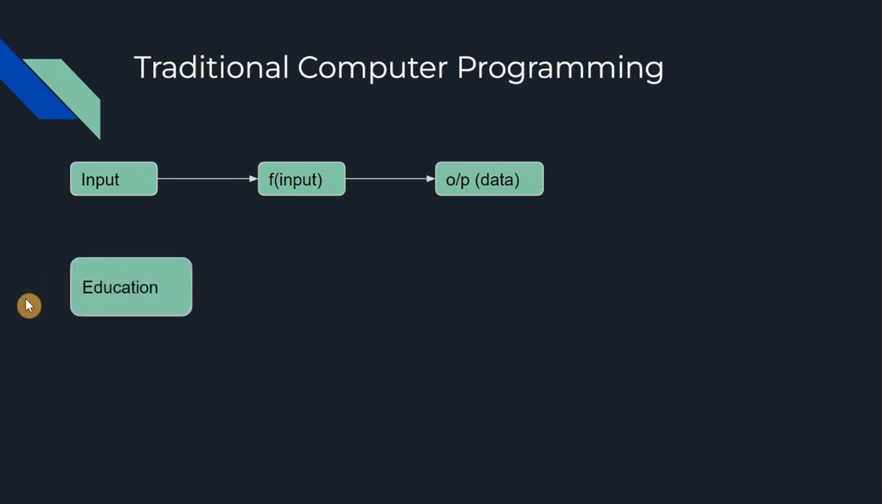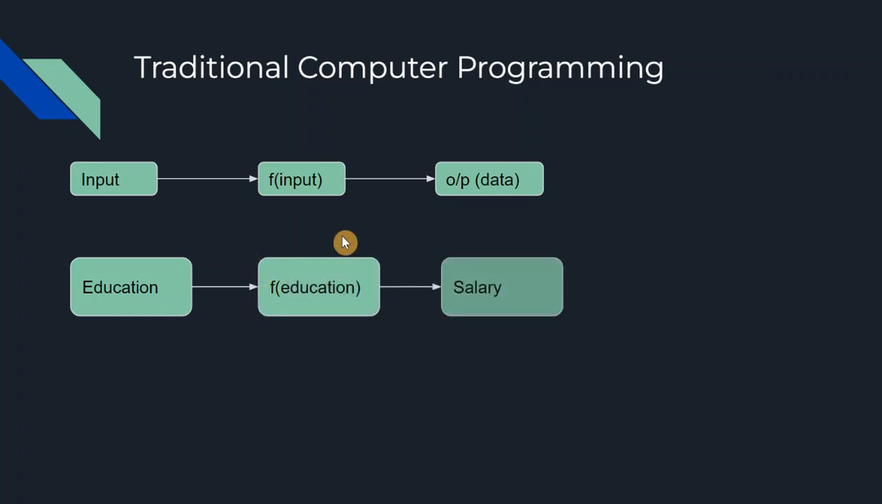Let us extrapolate this. Say I have an input data which contains the education qualifications of a certain set of people. I write a function to process these education qualifications, and I want this function to decide what is the salary I should pay each person depending on their education qualification. This is a very simple function which takes in only one input parameter.